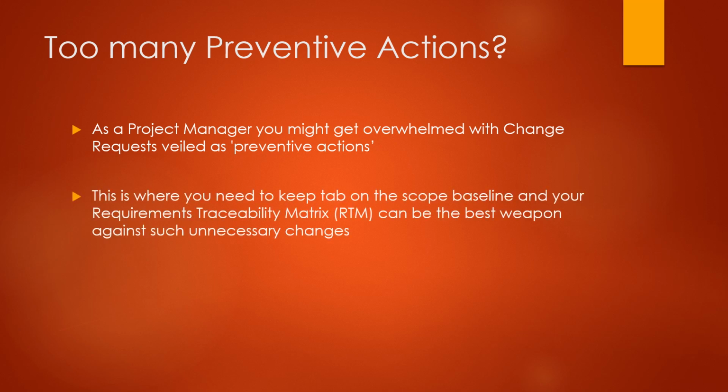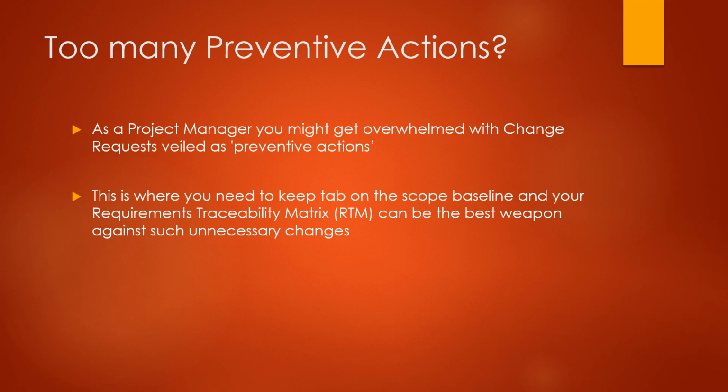What would you do then is, this is where you need to keep tab on the scope baseline, right? Your scope baseline, which contains your scope statement, your work breakdown structure, the WBS dictionary. You need to refer to those documents. You need to refer to the requirements traceability matrix. We have covered this in the past. I'll share the link in the description about the RTM. So you need to keep tab on these documents that you have prepared already for your project, right?